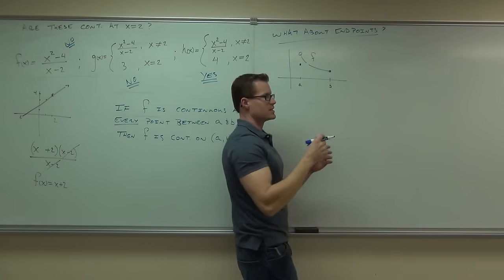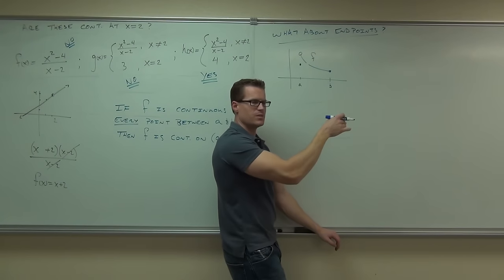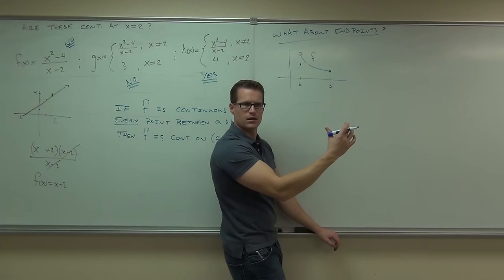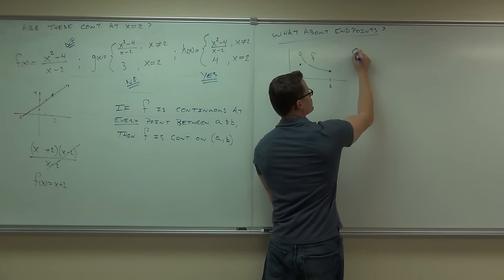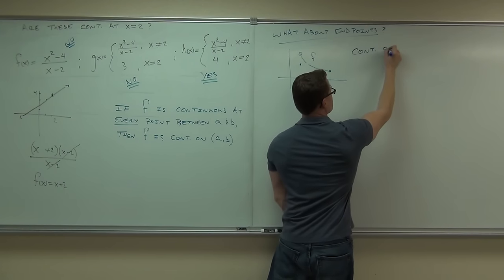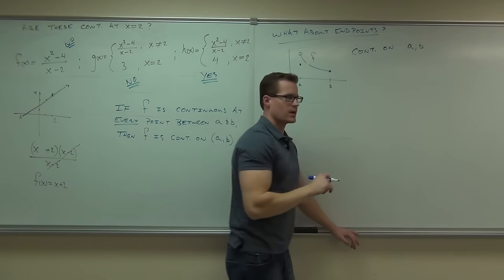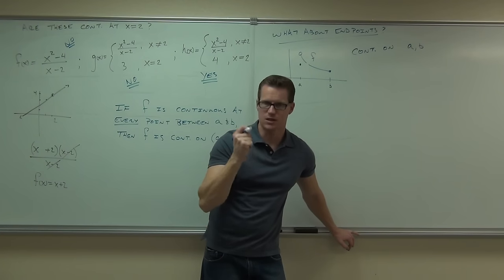So we'd say this is continuous on, well, how would we write that? If it's continuous from a to b, but it includes b and not a, how do I write that? One bracket, one parenthesis, sure. So this is continuous on, I know it goes from a to b. Again, does it include the b? The b, yes, because the point's there, the limit's there, it equals the same thing.